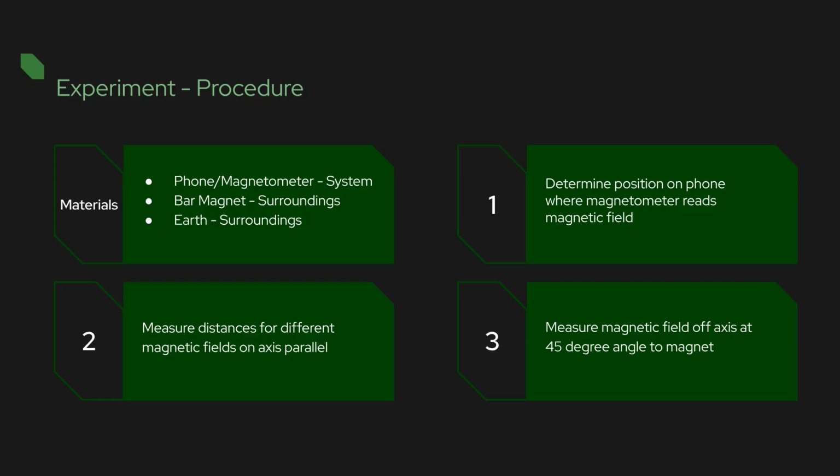First, we determine the position on the phone where the magnetometer reads the magnetic field. Next, we measure distances for different magnetic fields on axis parallel. And then we measure the magnetic field off axis at a 45-degree angle.